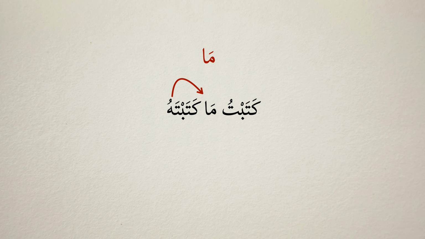Now let's learn about ma, which is used for غير عاقل, meaning non-rational beings. For example, كتبت ما كتبته, meaning I wrote what you wrote. Ma is ismun mawsul and كتبته is silah, with ha attached to it referring to ma. Next, كتبت ما كتبتها. كتبتها is silah and ha is ضمير عائد, which refers back to ma.